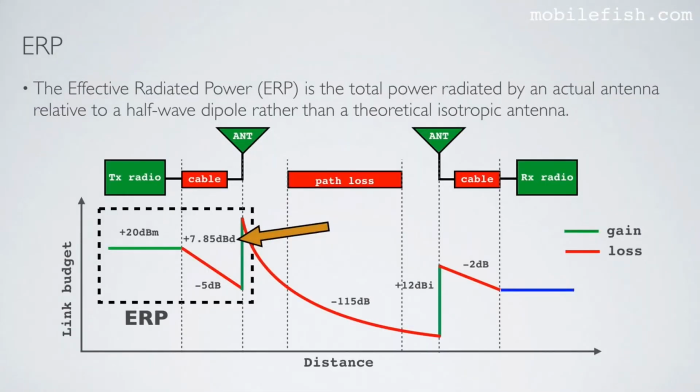The effective radiated power, or ERP, is the total power radiated by an actual antenna relative to a half-wave dipole rather than a theoretical isotropic antenna. If we want to calculate the ERP value, then we only focus on these three values: the transmission power, the antenna gain, and the cable loss. Please note, if we want to calculate the ERP value, the antenna gain must be expressed in the unit dBd. In this example, the ERP value is 20 plus 7.85 minus 5 equals 22.85 dBm.